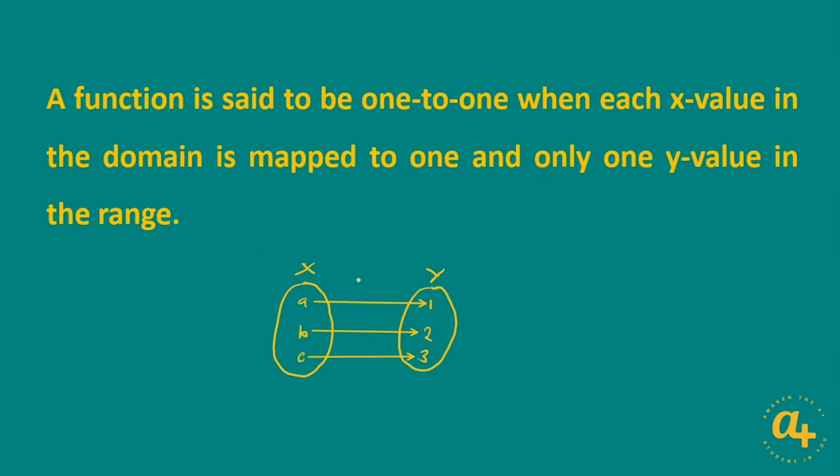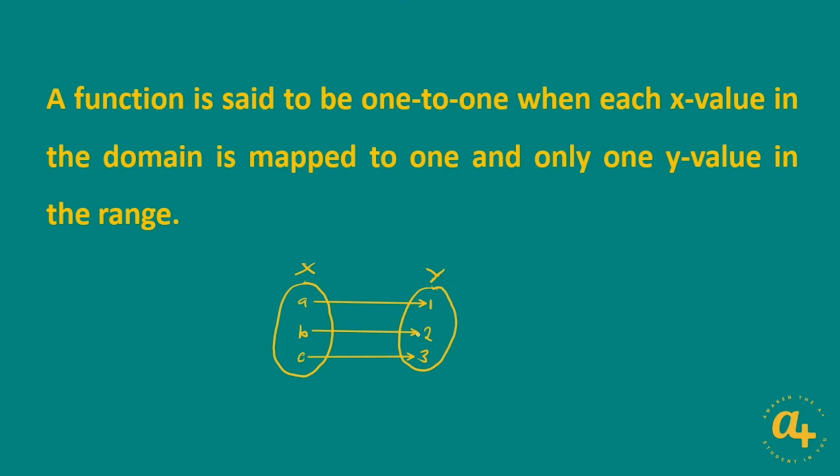Let's take a look at the arrow diagram at the bottom here. We have the set x here, which represents the domain, and in the domain, we have x values. That means A is an x value, B is an x value, C is an x value. These x values are also known as inputs. That means that A is an input, B is an input, and C is an input.